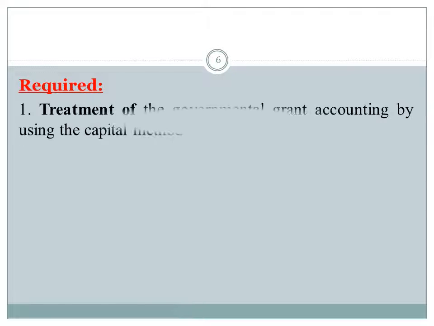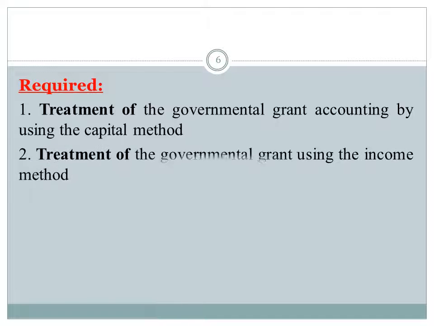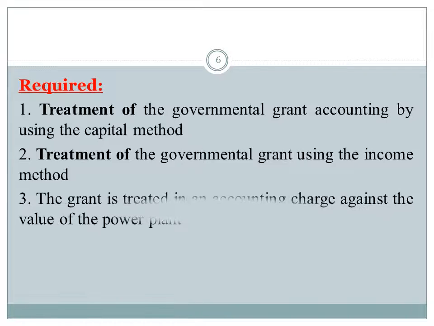Required: 1. Treatment of the governmental grant accounting by using the capital method. 2. Treatment of governmental grant using the income method. 3. The grant is treated in an accounting charge against the value of the power plant.